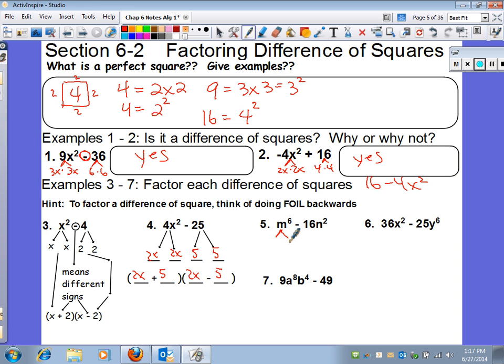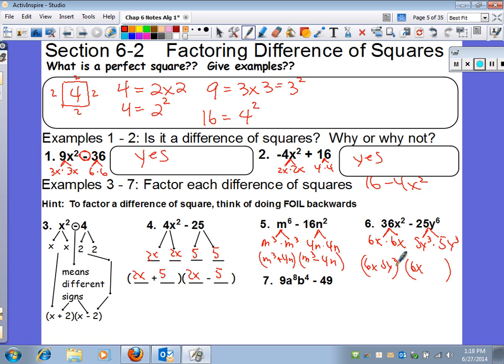Try 5. M to the 6, you need to show me m to the third times m to the third. 16n squared would be 4n times 4n. You make your two parentheses, m to the third plus 4n, and m to the third minus 4n. 36x squared, you can show me 6x times 6x. 25y to the 6 would be 5y to the third times 5y to the third. Then you know what your two parentheses are. You know the 6x's have to go in the front. The 5y to the third have to go in the back. And one's a plus, and one's a minus, and it doesn't matter which one. You can put the plus in the first one or the plus in the back.